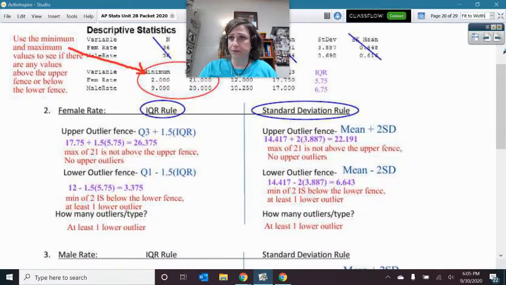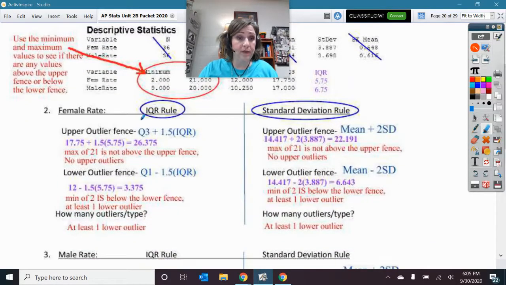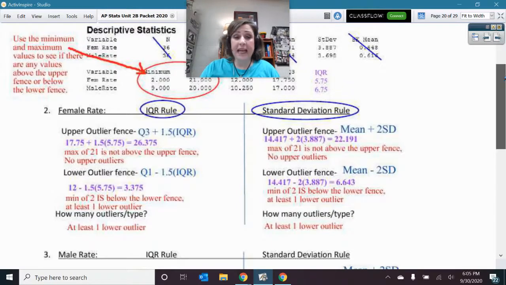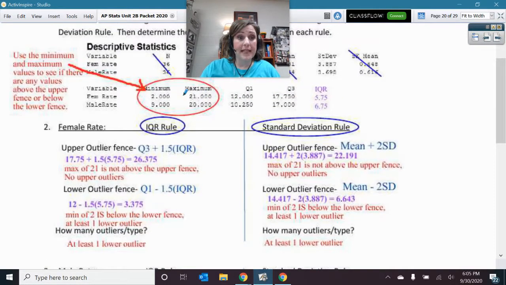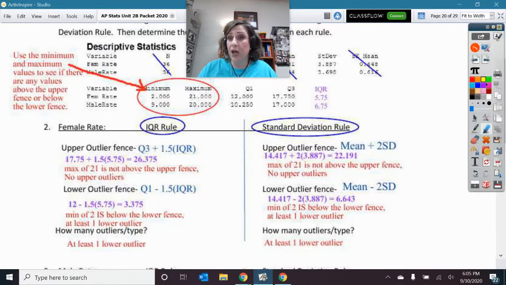All right. So remember that with our IQR rule fences, we had the Q3 plus 1.5 IQR, and for the lower it was Q1 minus 1.5 IQR. So I put in the numbers here. Our fence was 26.375, and then I go and look at this female max, the maximum of the female data. And I can see that the maximum for the female is not above the upper fence. So in order to be an upper outlier, that maximum has to be above the upper fence, or the minimum has to be below the lower fence. And so we didn't have the maximum above the upper fence, but the minimum of 2 is below the lower fence. So we do have a lower outlier.